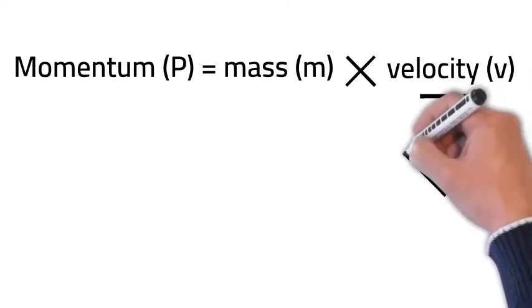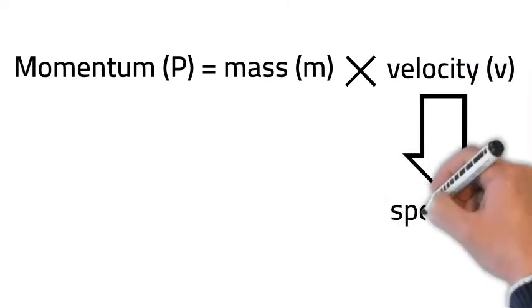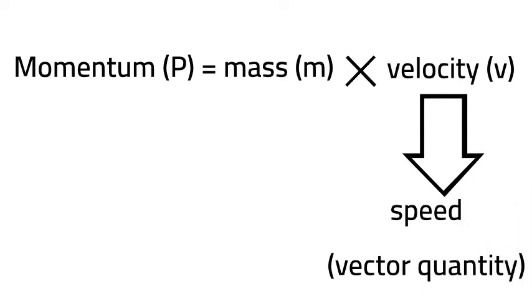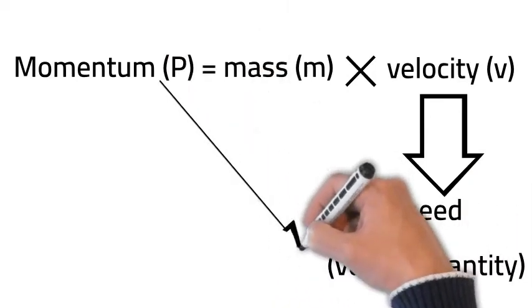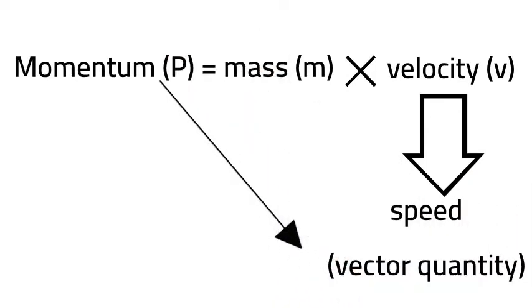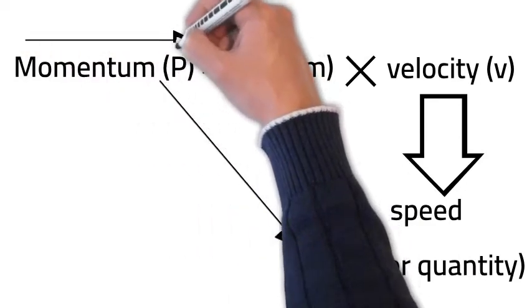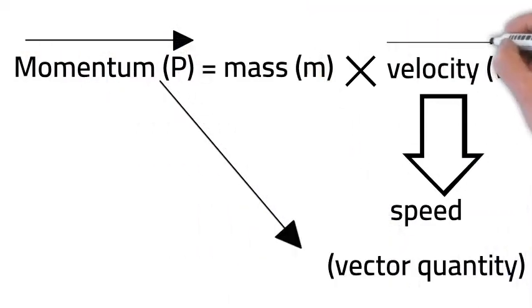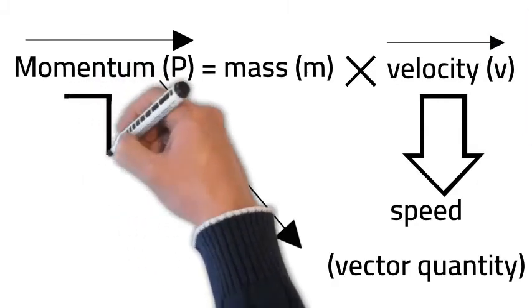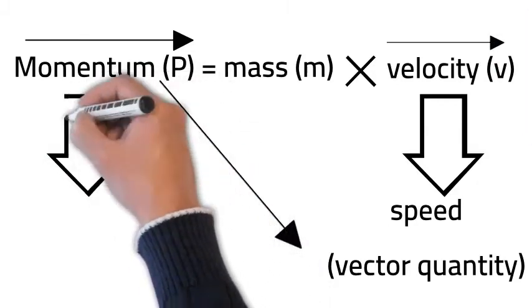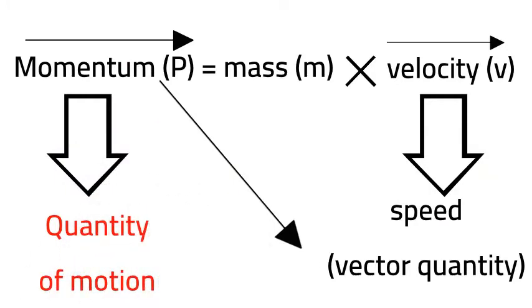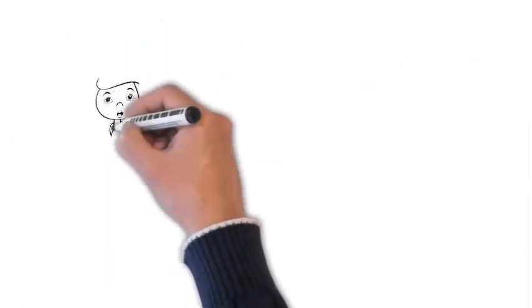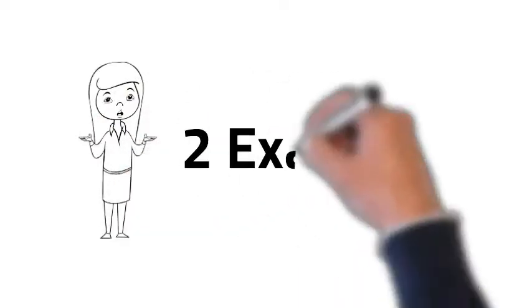We know that velocity simply denotes the speed. It is a vector quantity, hence the momentum is also a vector quantity. Therefore, the direction of the momentum is the same as the direction of the velocity. Hence, from this, we can understand that momentum is nothing but the quantity of motion present in a body. To further understand clearly, let us take two examples.